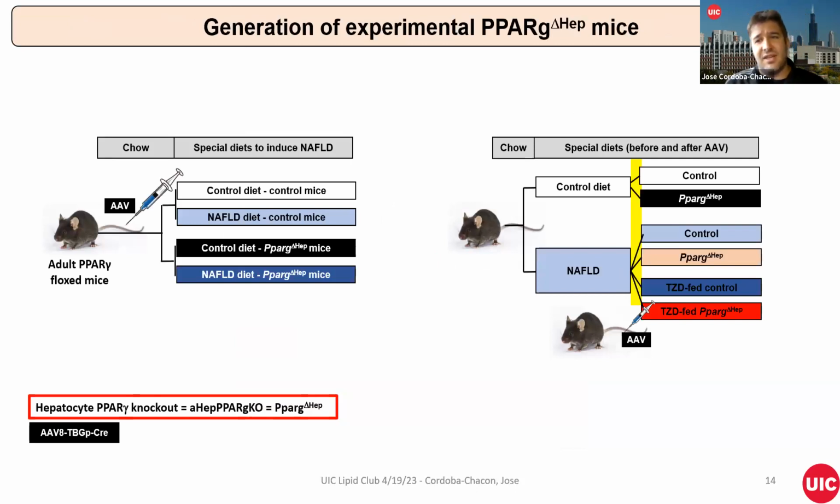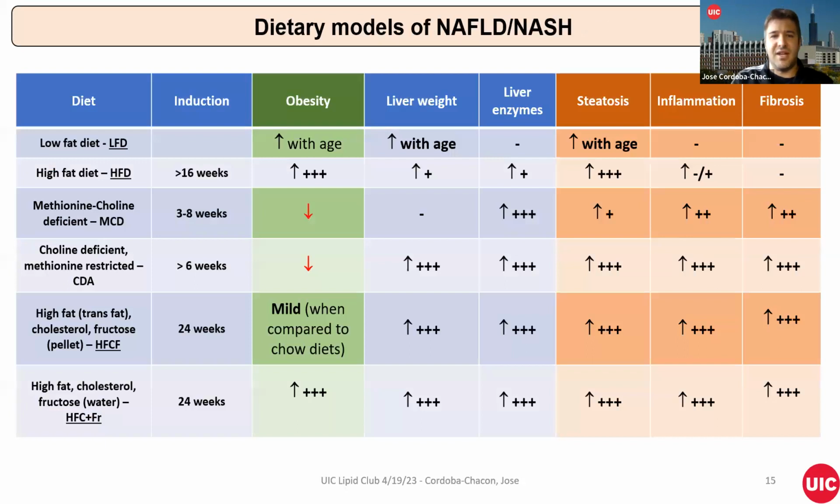How do we induce NAFLD? We can give them specific diets before the injection or after the injection of the knockouts and see what is the effect of the knockouts. Or because we are using an inducible model, we can feed the wild type mice, the PPAR gamma flox mice, with the specific diets before the injection to induce the phenotype in the liver. And then we can do some therapeutic approach, knocking out PPAR gamma in hepatocytes and combining this with diets enriched or supplemented with TCD. And I will show you some examples later.